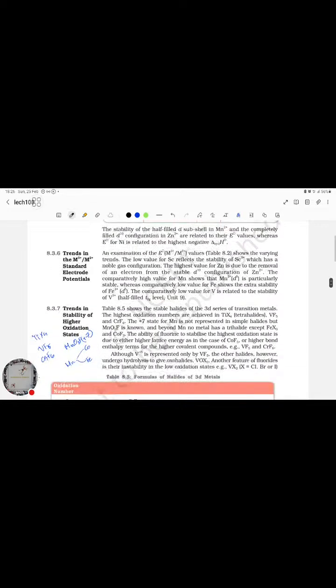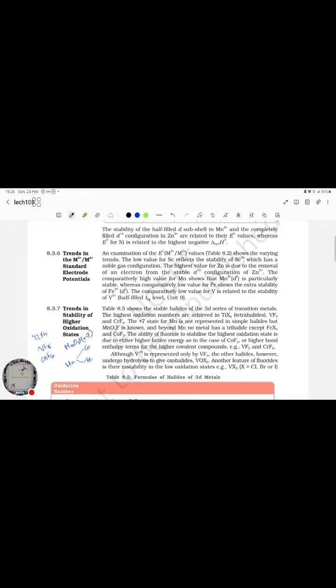We have certain thermochemical data for the first two transition elements for reduction of M2+ to M. I'm not going to enter into this now. Now let's talk about trends in turning a tripositive cation into a dipositive cation, which means the reduction potential. An examination of the electrode potential values shows varying trends.